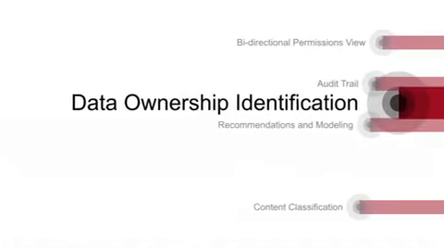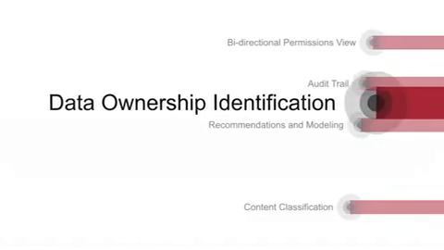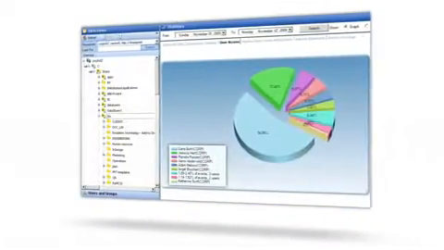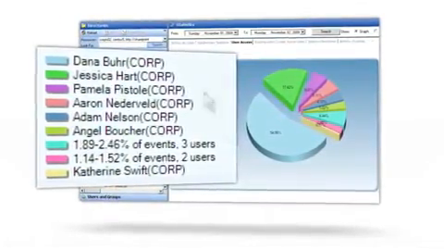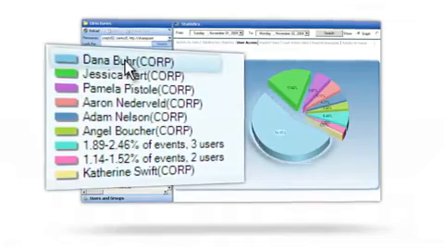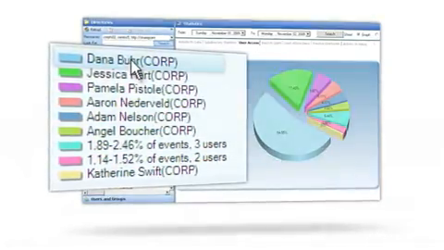The fourth functionality that Data Advantage offers is to identify data owners. Because we see who is actually accessing data, we can identify the top users of a data set and lead IT right to the appropriate business owner.